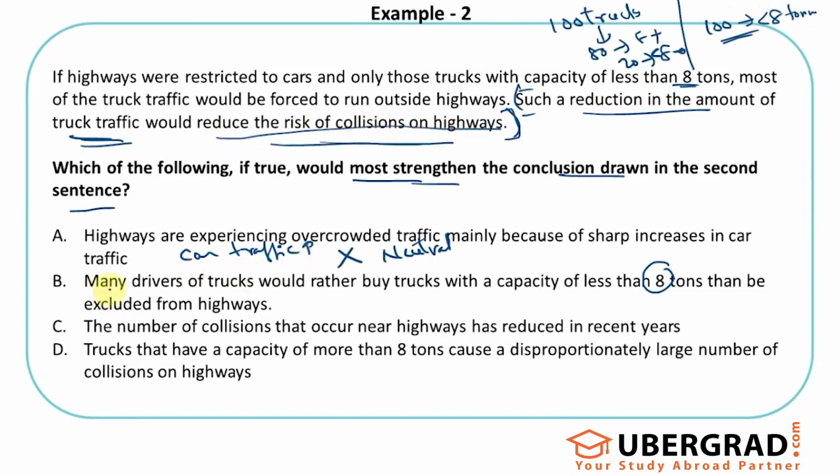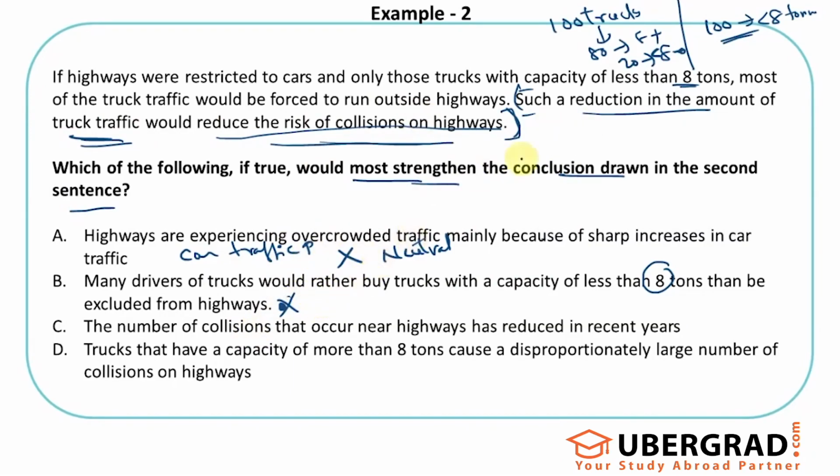So this statement would actually weaken the conclusion. If you ask me, it's going to be weakening it. Why? Because if most of the truck drivers would prefer to buy trucks less than 8 tons, it would not lead to a reduction in truck traffic, and that would not lead to a lower risk of collisions on highways. Again, this is a wrong option. It would not strengthen the conclusion. It's actually sort of weakening it. How would it weaken it?